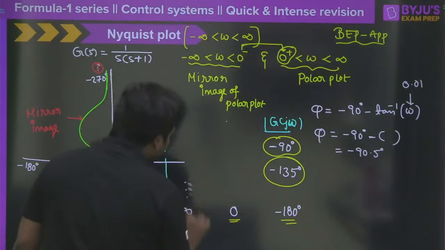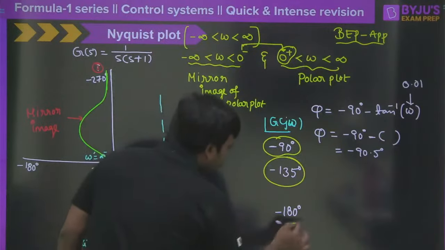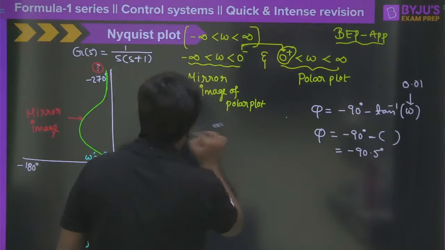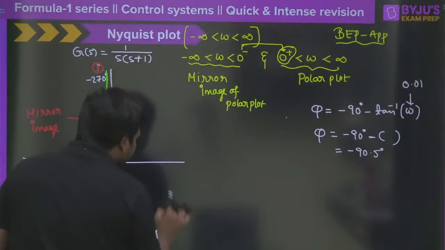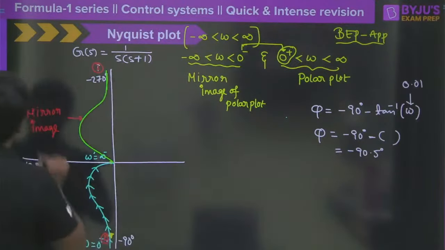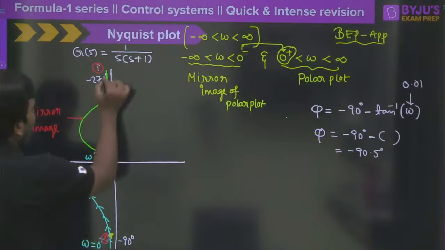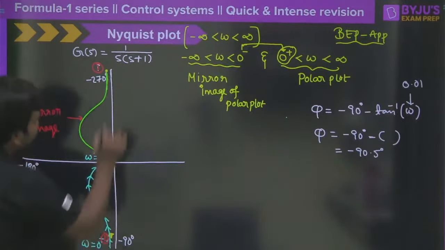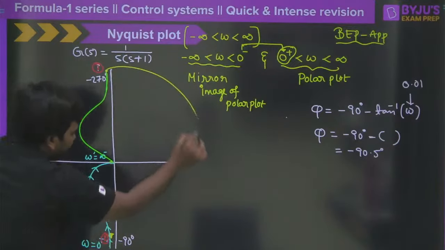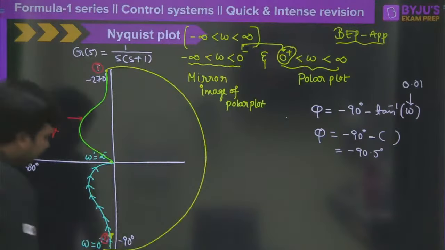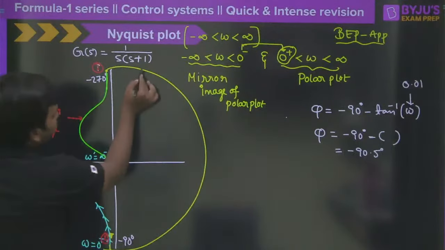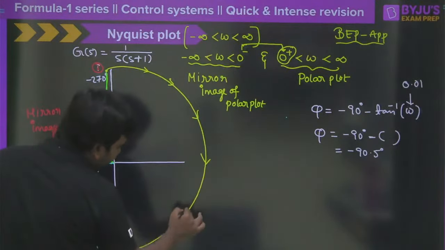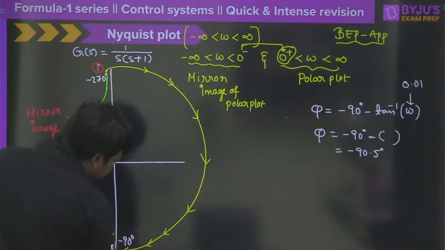These two, the end of the mirror image and the starting of the original graph, both must be connected with an infinite radius in the clockwise direction. Look at this point: the ending of the mirror image and the starting of the original graph should be connected in the clockwise direction with the infinite radius. That's it, connected. So this is the direction here. Clear? I should say all the way it is connected like this.